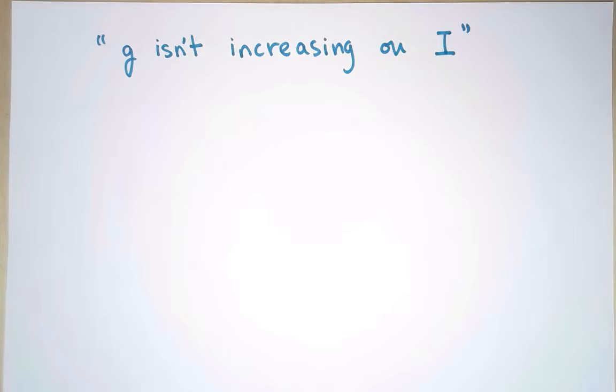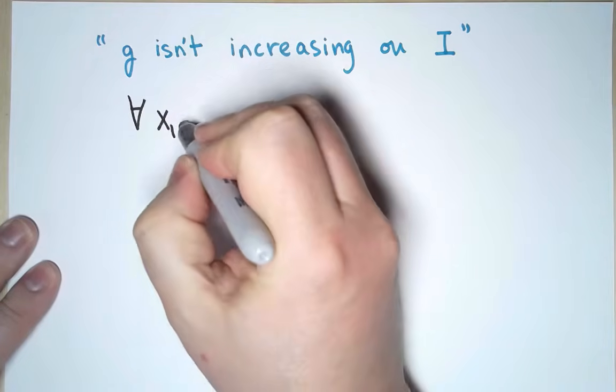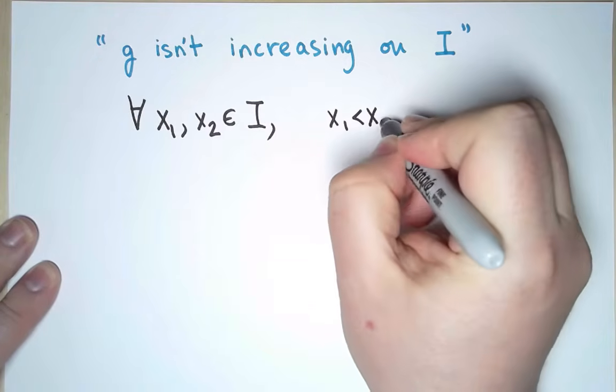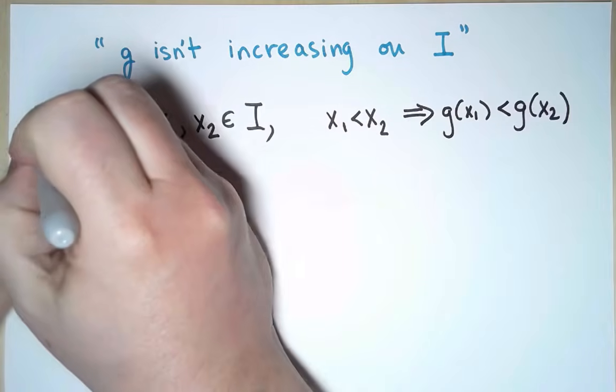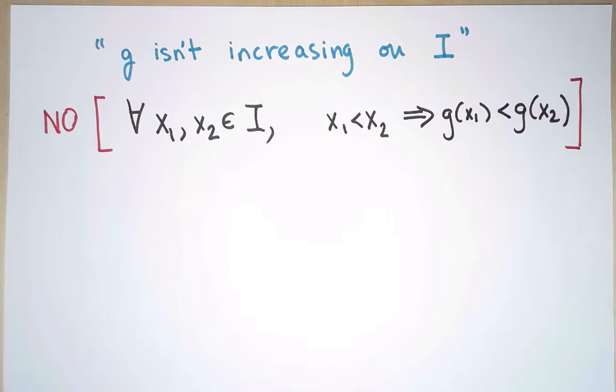To say that g isn't increasing on an interval I is to negate that g is increasing on the interval I. So I will write first the definition of g is increasing on I. For every x1 and x2 in I, if x1 is less than x2, then g of x1 is less than g of x2, and then I need to negate this.